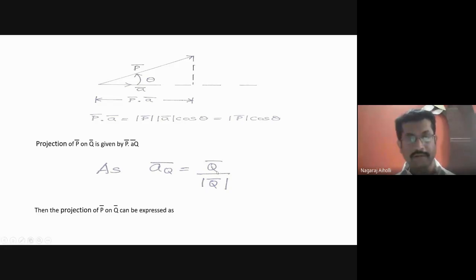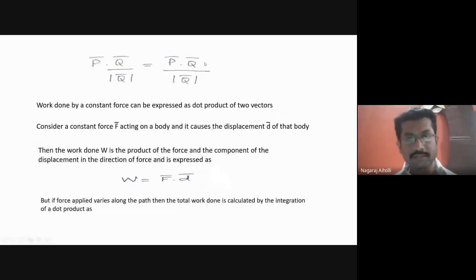How to find the unit vector? It is the given vector divided by its magnitude. The definition of the unit vector is the given vector divided by its magnitude. Hence, the projection of p bar on q bar can be expressed as p bar dot a_q bar, where a_q bar is q bar divided by magnitude of q bar, into cosine of angle theta. Here cos theta is missing, just consider that. So it is p bar dot q bar divided by magnitude of q bar, into cosine of angle theta.